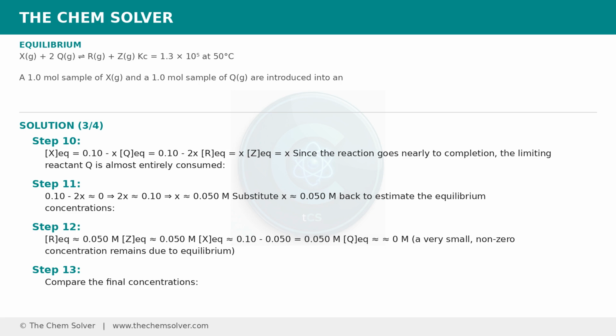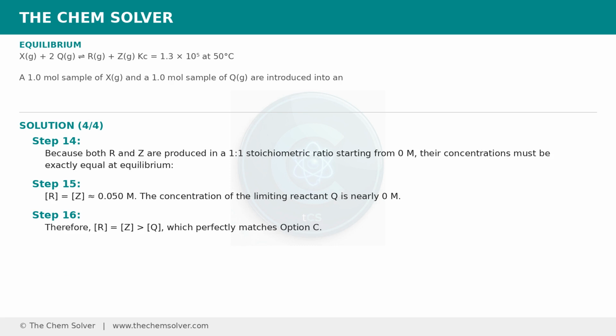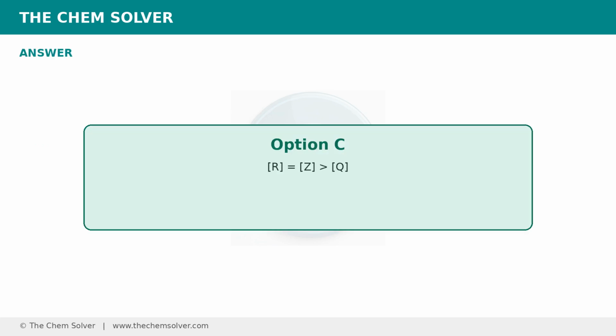Compare the final concentrations. Because both R and Z are produced in a 1-to-1 stoichiometric ratio starting from 0 molar, their concentrations must be exactly equal at equilibrium. R equals Z, approximately 0.050 molar. The concentration of the limiting reactant Q is nearly 0 molar. Therefore, R equals Z greater than Q, which perfectly matches option C. The correct answer is option C. R equals Z greater than Q.